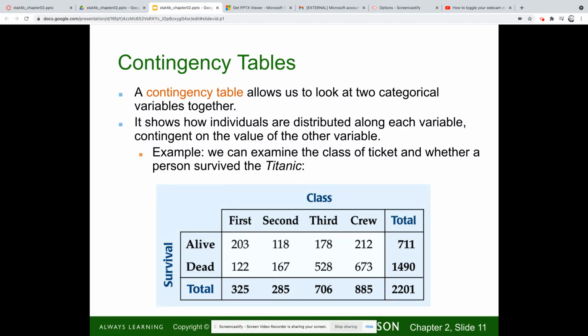Now, this is kind of sad. In the third class, almost 5 times more people passed away than survived. And then the crew members, 3 times the number of crew members passed away than survived. The total number of people that passed away was twice as many as the survivors. Okay.